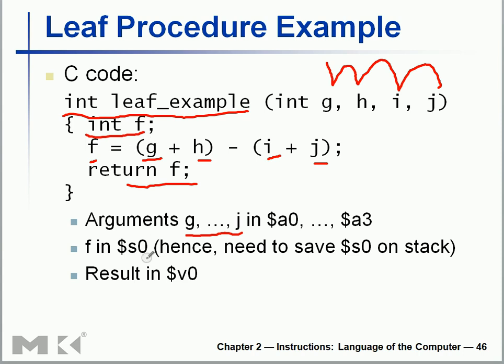And then you have int f. Int f is s0, so it's saved already. And result in v0. We'll store result in v0, not in temporary values. So let's see how we deal with this.